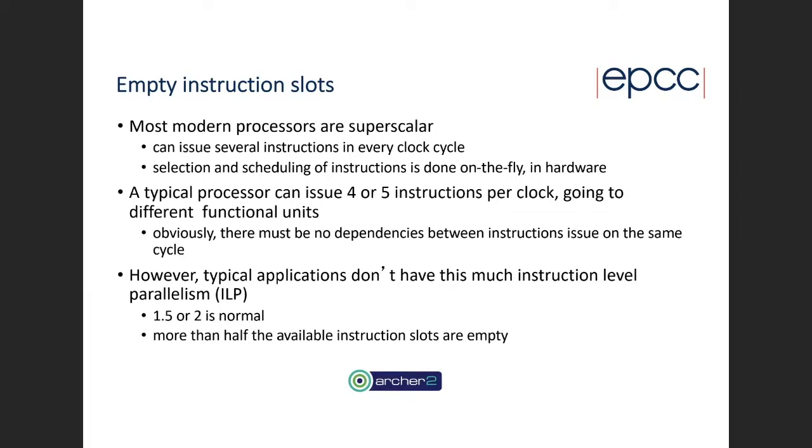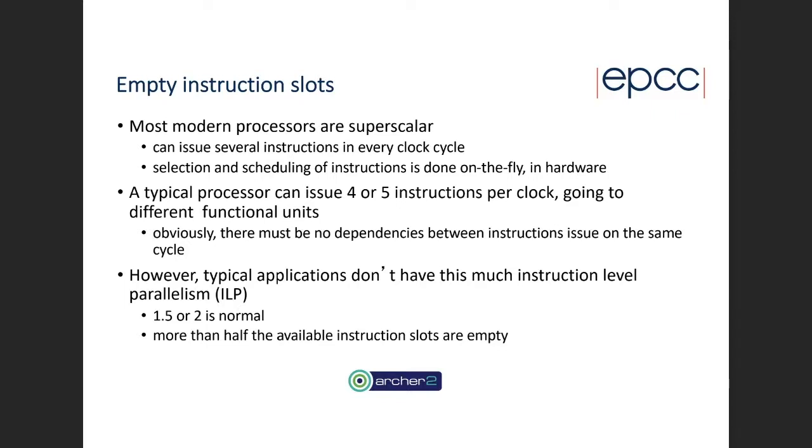Okay, so now to head towards ideas about hardware multi-threading. This is basically motivated by the fact that in practice, a lot of instruction slots get left empty. Although we have these superscalar processors that can issue several instructions on every clock cycle, a typical processor issues maybe 4, 5, 6 instructions per clock going to different functional units. But obviously, there must be no dependencies between the instructions that get issued on the same clock cycle. The problem is that typical applications don't have that much inherent instruction parallelism in them.